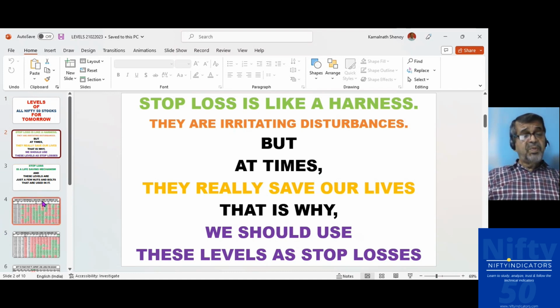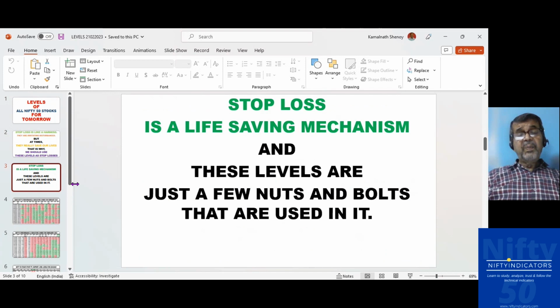Likewise, these stop losses save our profit and our capital. That is why we must use this mechanism, because it is a life-saving mechanism. And these levels are, although they are just a few like nuts and bolts that we are using, they are very, very important at times.